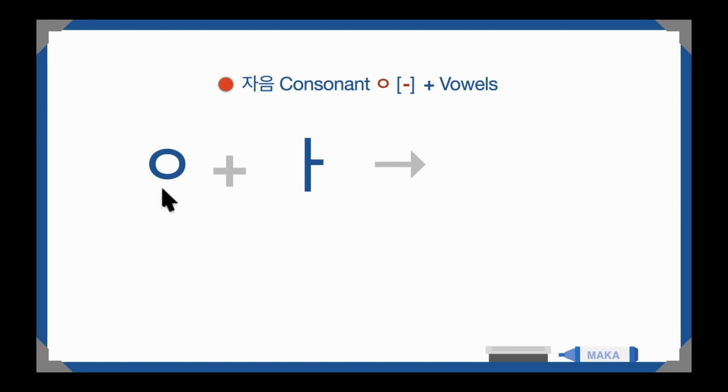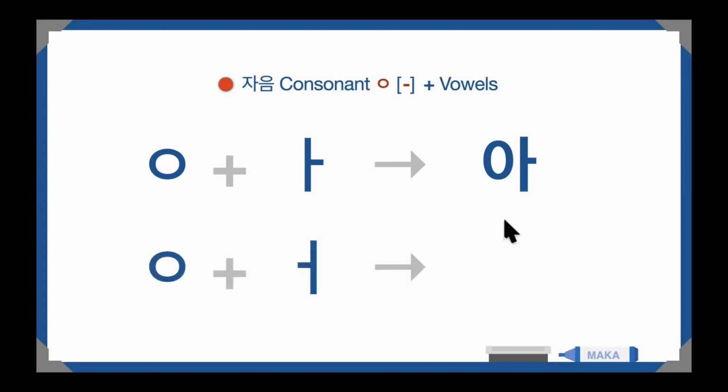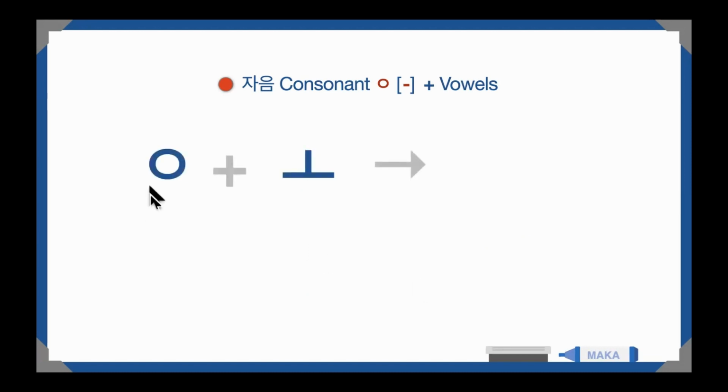Okay, let's practice this. This consonant is silent, has no sound. So this consonant meets a, and now this is a. The pronunciation of this letter and this vowel is the same because this consonant has no sound. Okay, next one. This consonant meets a. So now this is a. Okay, let's practice some more words. Okay, this consonant meets o. So now this is o.